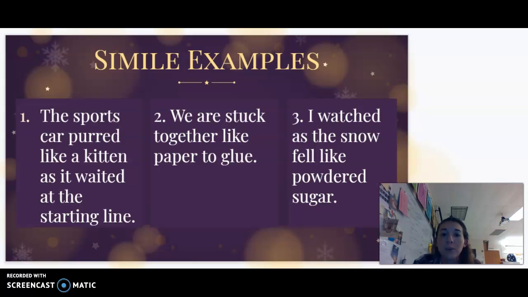using like or as. We are stuck together like paper to glue. Once again, this makes a comparison where it compares two people being stuck together to that action of paper being stuck with glue using like or as. I watched as the snow fell like powdered sugar. We are comparing what the snow looks like as it's falling to the edible powdered sugar using like or as.